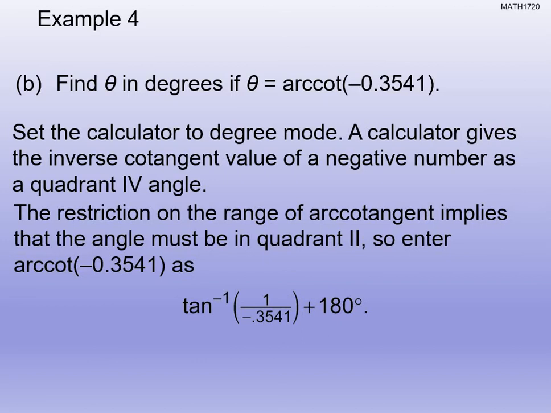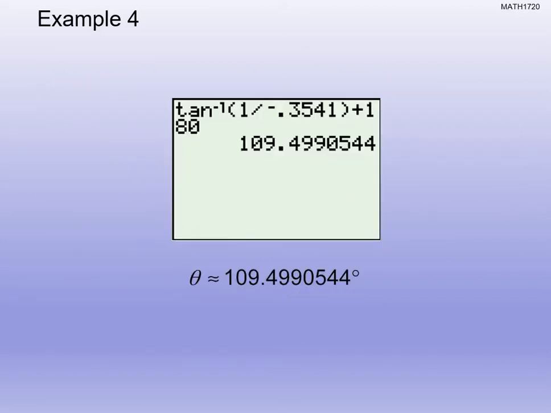Remember, that's because we don't have cotangent in our calculator. So for arc cotangent or cotangent inverse, we have to do 1 over in the argument piece. So that's what we're doing: tangent inverse of 1 divided by negative 0.3541, and then we have to add 180 to that so that we end up in the correct quadrant for the domain and range values. Okay? So when you do that, enter it into your calculator as such.